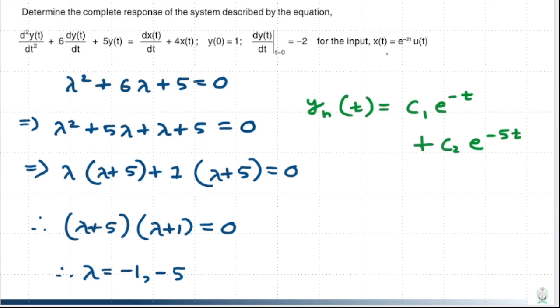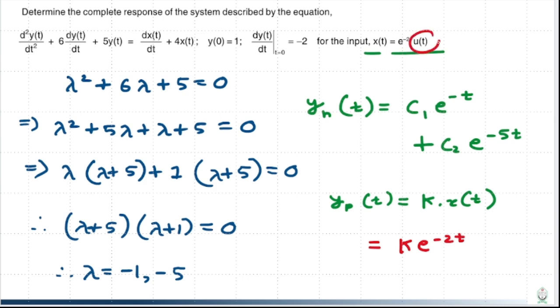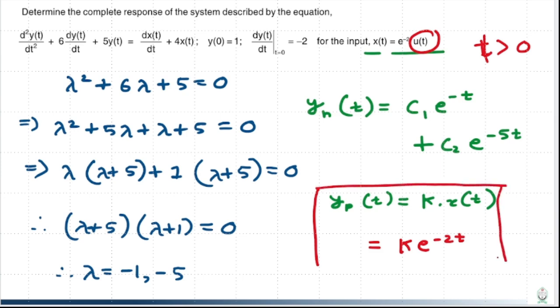Now we have to think of the particular solution. In our previous part, we haven't seen how to go about solving the particular solution. In this video, we will look at it. What we said previously is that if any input is given, for the particular solution we have to assume that it will be k times x(t). So for this particular case, our assumed particular solution will be k e to the power minus 2t. Here u(t) is multiplied, which means this function is available for t greater than 0. That is the significance of the u(t) multiplied here. So for the particular solution, this is the assumed solution.